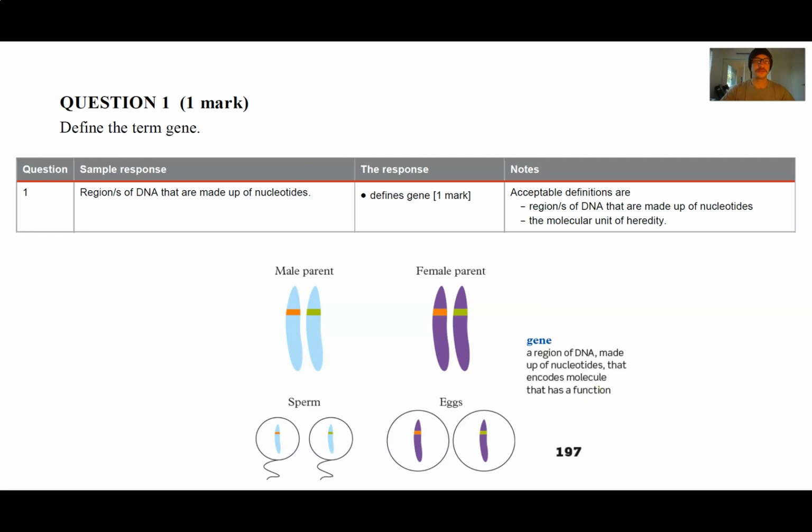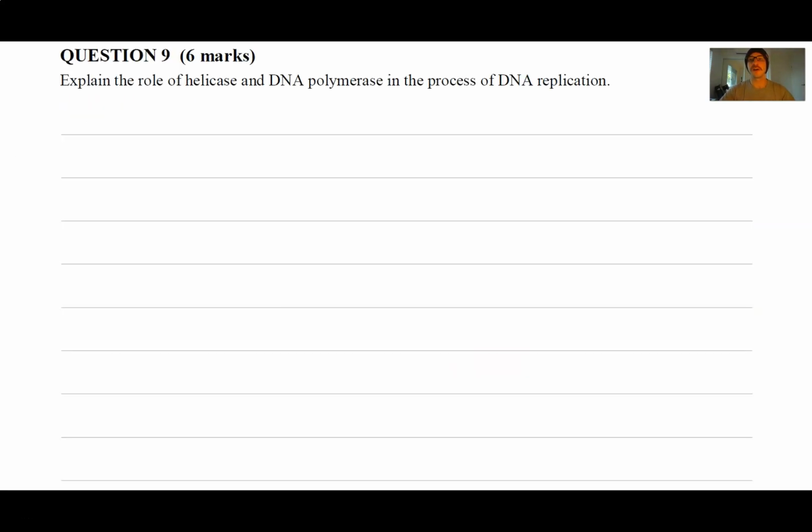So the next question. This is 6 marks. It's a short response. You're going to be looking for multiple points here in your response. It asks for explain the role of helicase and DNA polymerase in the process of DNA replication. So you can refer back to that last slide where we spoke about this, and you should be able to go into a fair bit of depth here. Pause the video, and I'll show you the answer in a moment.